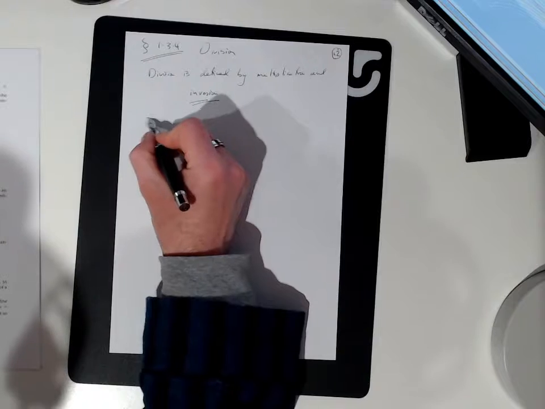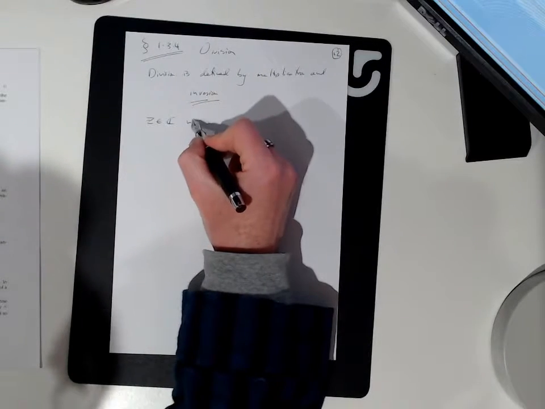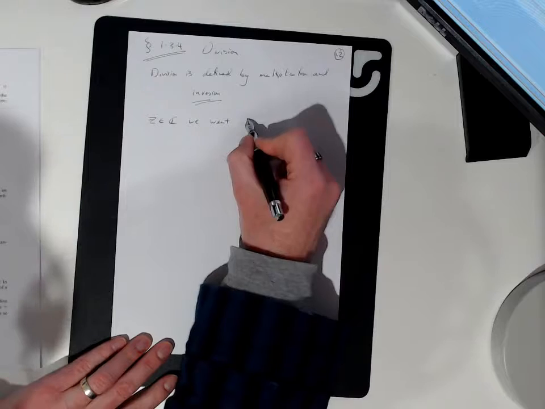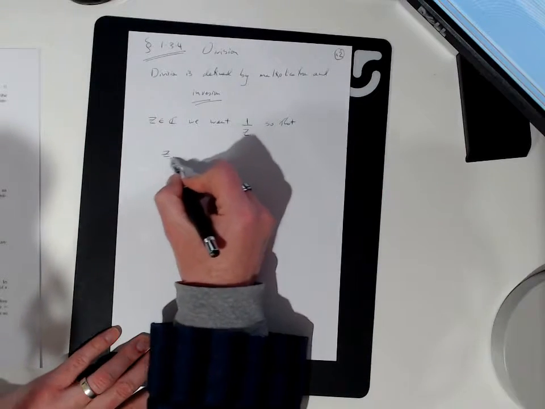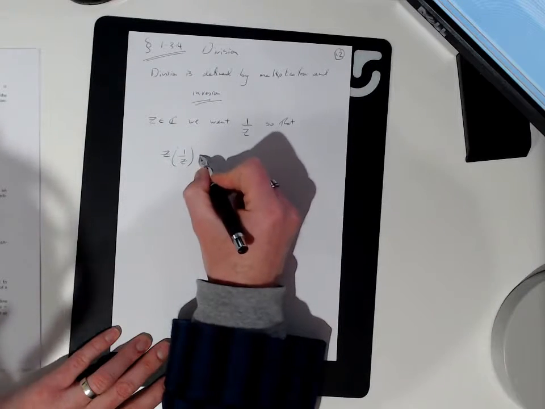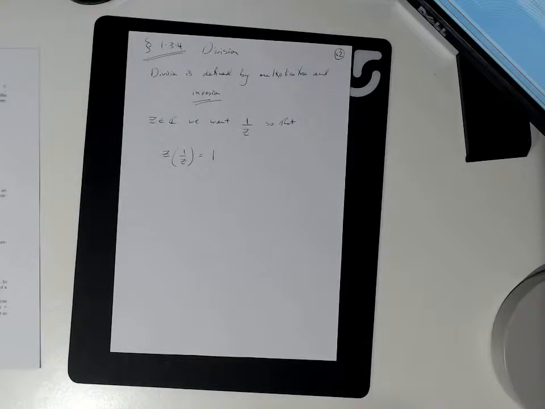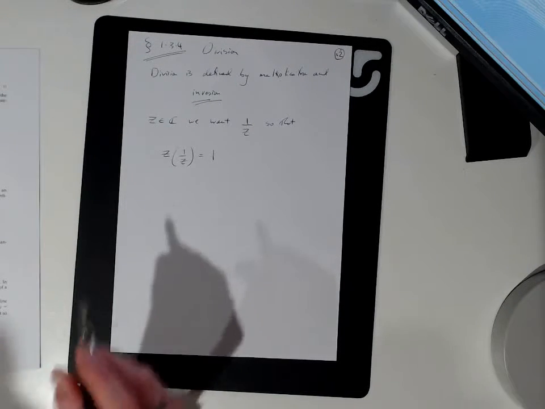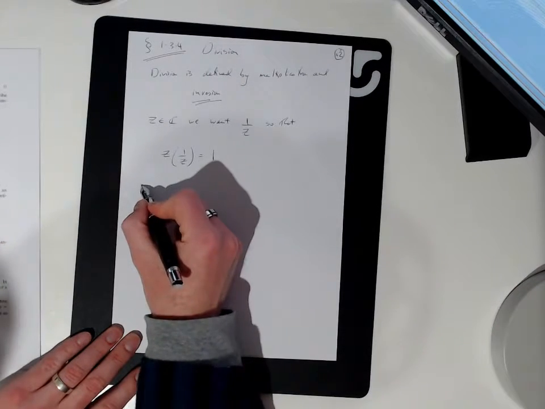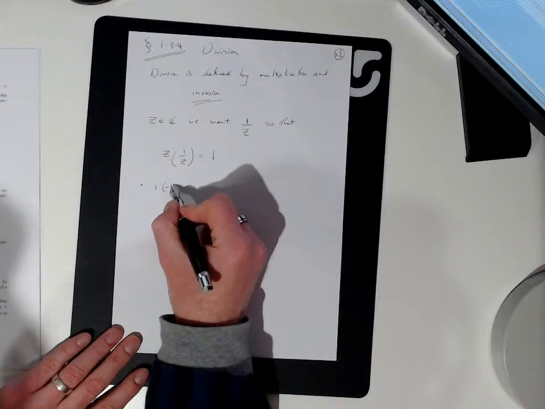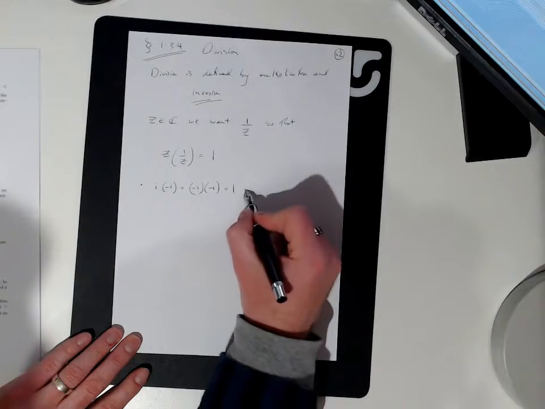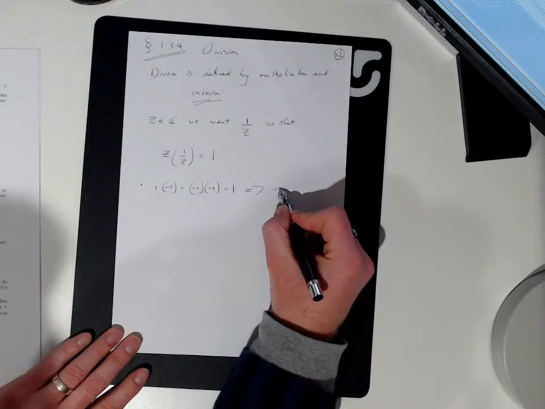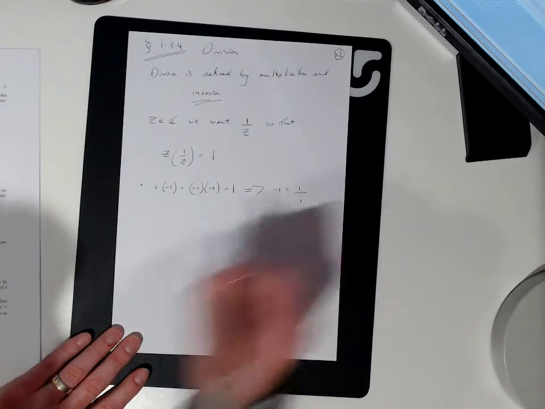So what we want is, if we have z in the complex numbers, we want the inverse of z, so that z times 1 over z is equal to 1. Now we've seen this, right? We've seen an example. So i times minus i is equal to minus 1 times minus 1, which equals 1. And that implies that minus i is equal to 1 over i.